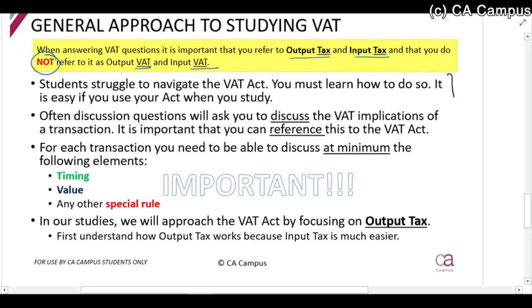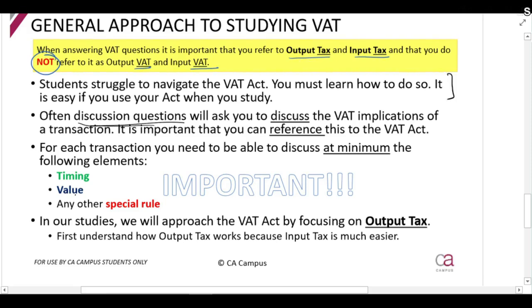A couple of comments also here. You must learn how to use the VAT Act. As we go through this lecture, you'll see that we'll touch on a lot of aspects with it, but please make sure that you've spent enough time with the VAT Act so that you can use it effectively in an exam. You will especially need that when you're looking at discussion questions.